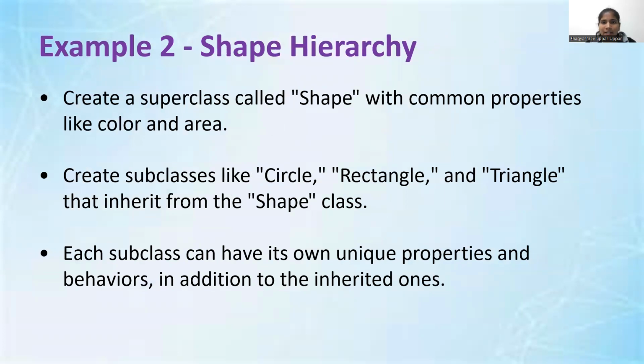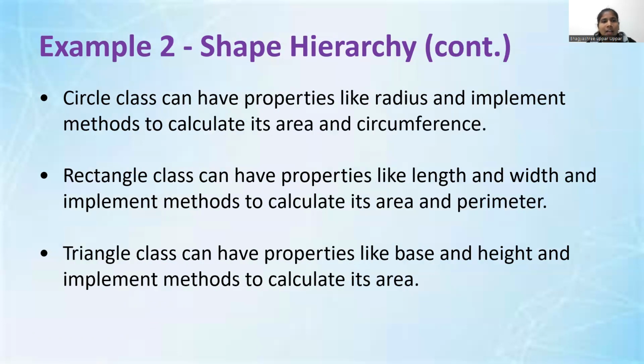Example 2. Shape hierarchy. Create a superclass called Shape with common properties like color and area. Create subclasses like Circle, Rectangle, and Triangle that inherit from the Shape class. Each subclass can have its own unique properties and behaviors in addition to the inherited ones.